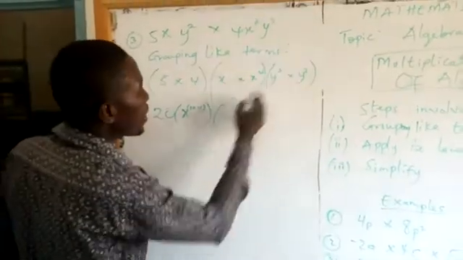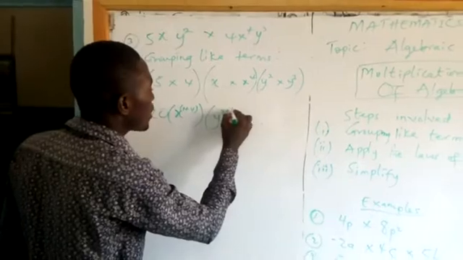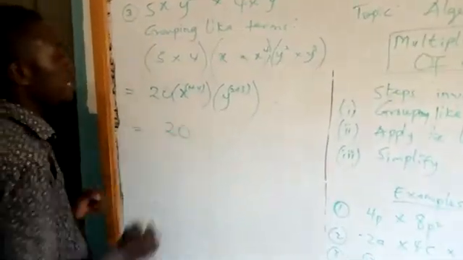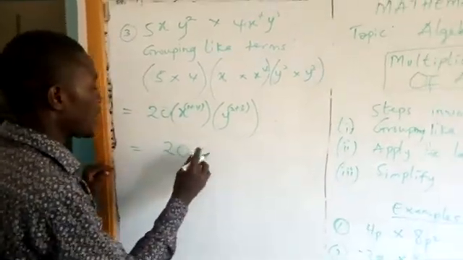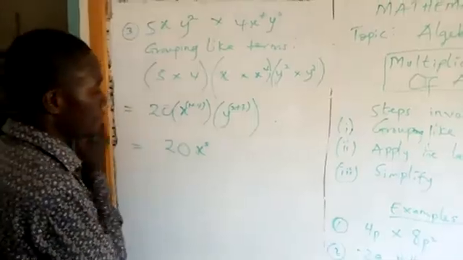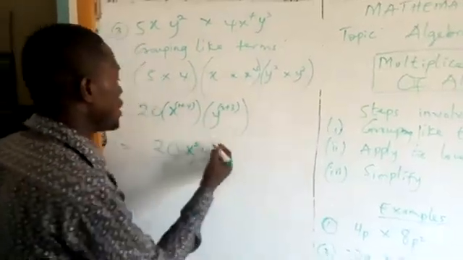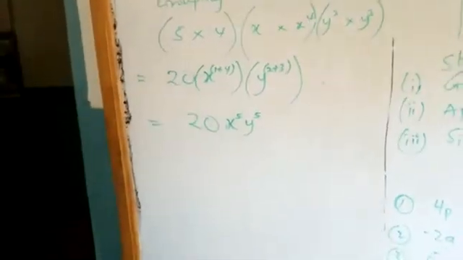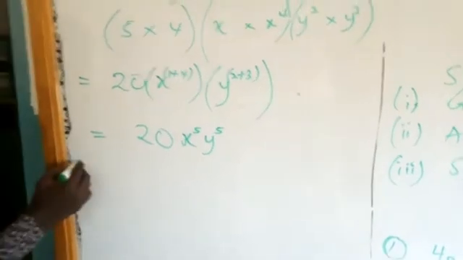Then for the y, we have power 2, power 3. So we add 2 and 3. This gives us 20x, the 1 plus 4 gives us 5. So the x will now carry the exponent 5. Then y, 2 plus 3 gives us 5. So the y will carry the exponent 5. This gives us our final answer, or the product for multiplying these algebraic terms.